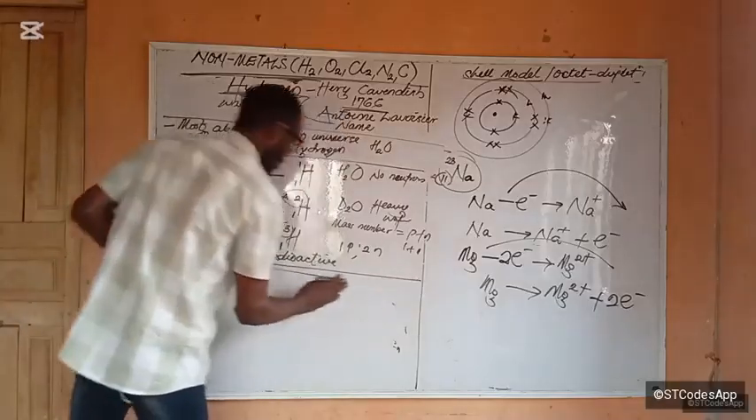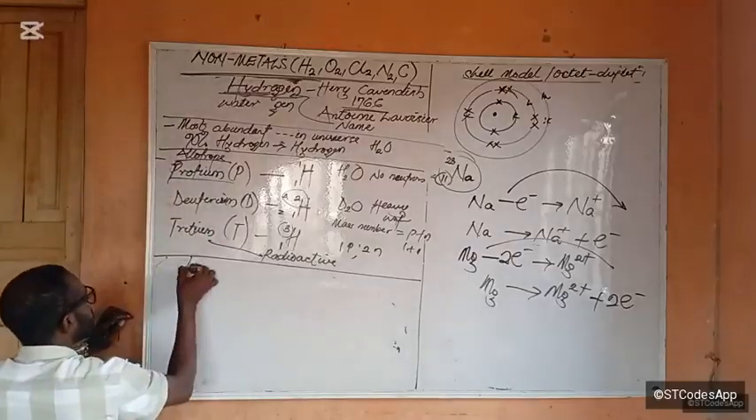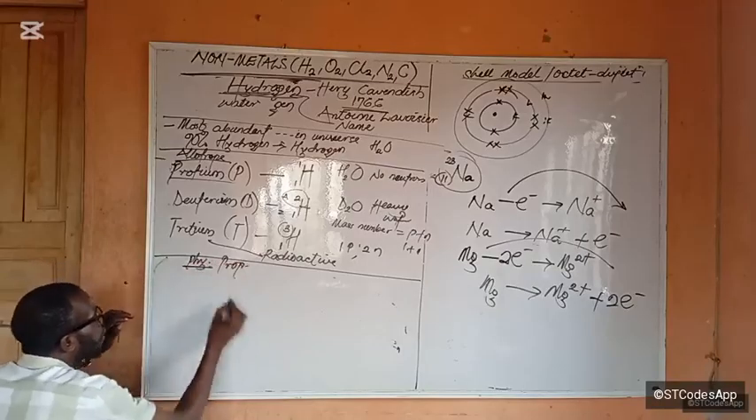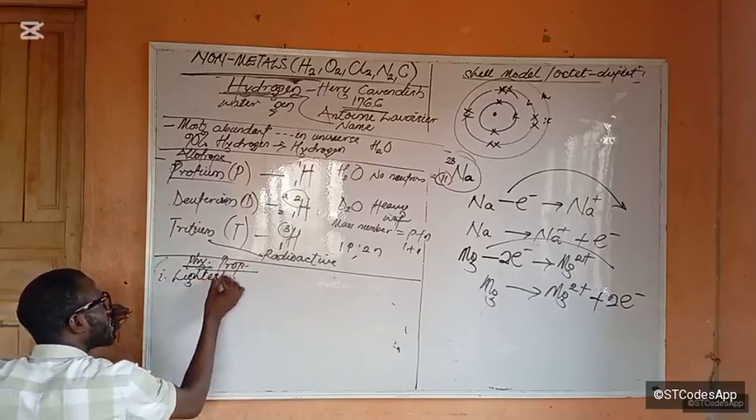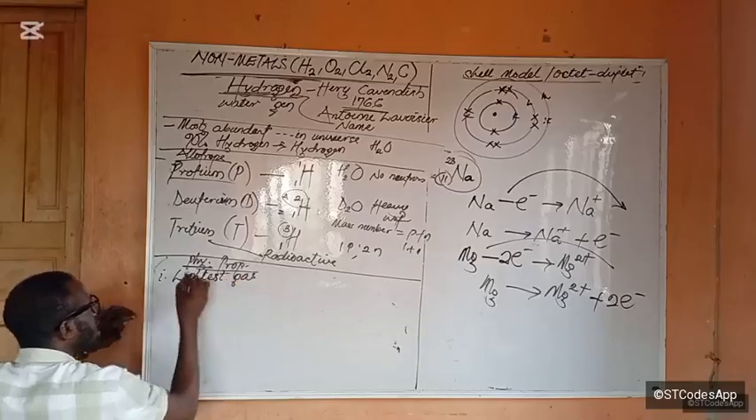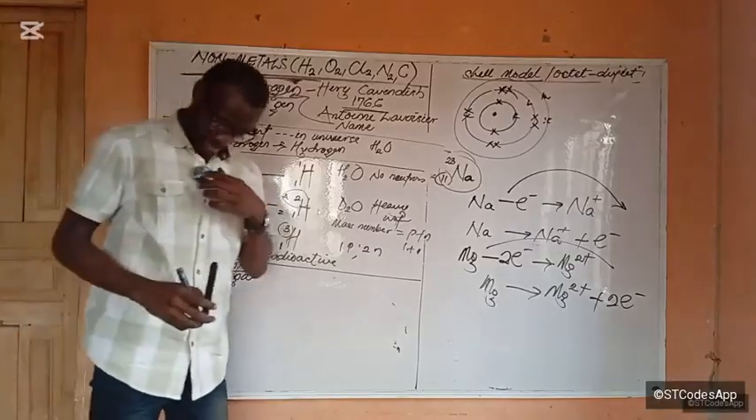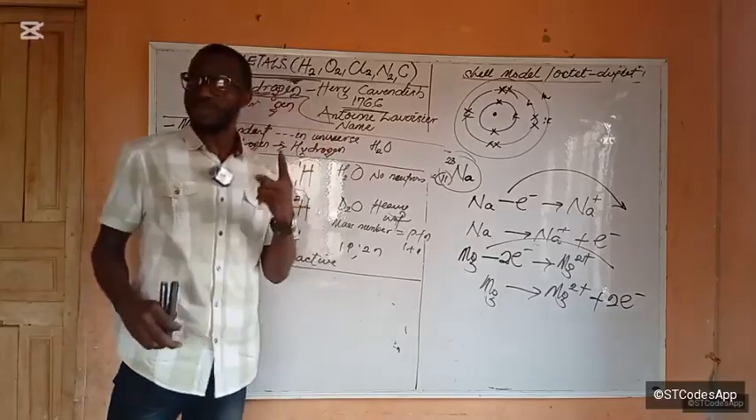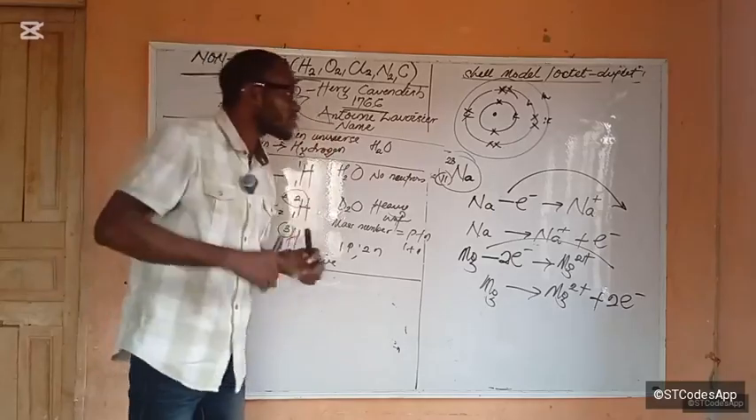Now, what are the physical properties of hydrogen? Number one is that it is the lightest gas known. Don't forget that. So, if a gas is light, what will be the implication of that? The implication of lightness is that it will be collected by upward delivery. It will be collected by what? Upward delivery, or downward displacement of air.